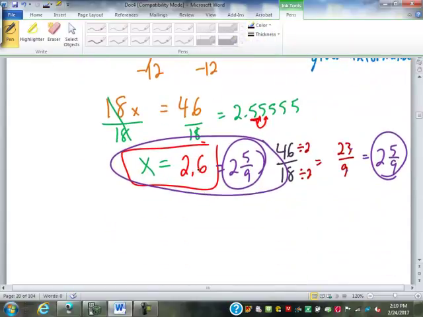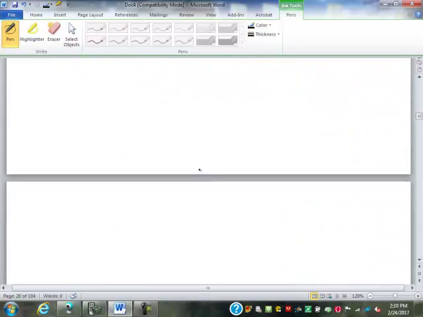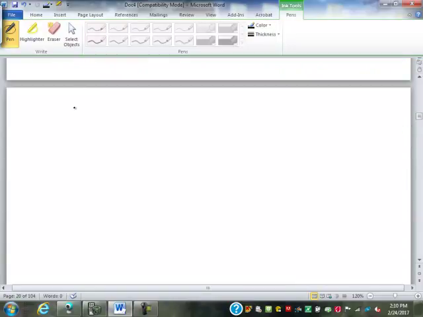We also saw equations where the variable appeared more than once. We might have an equation like this.